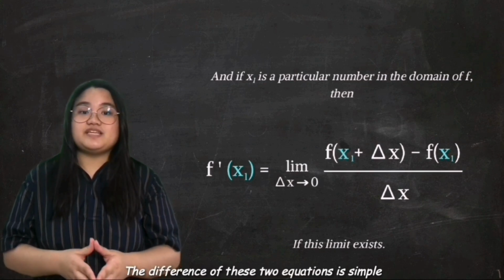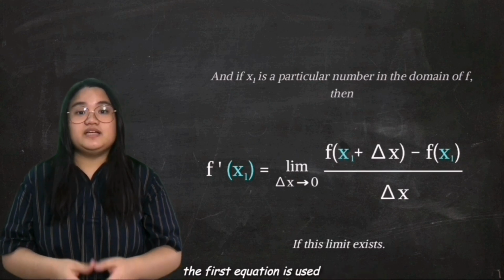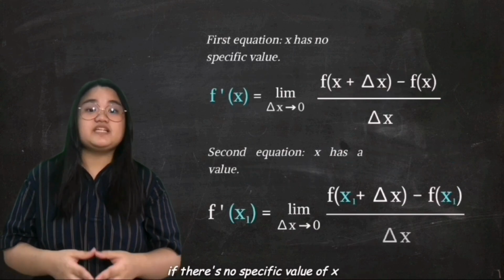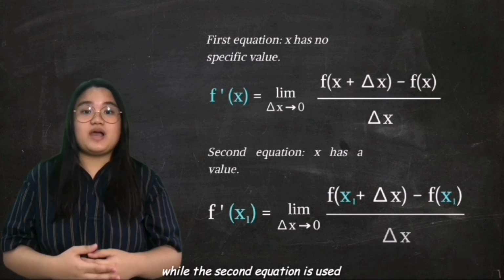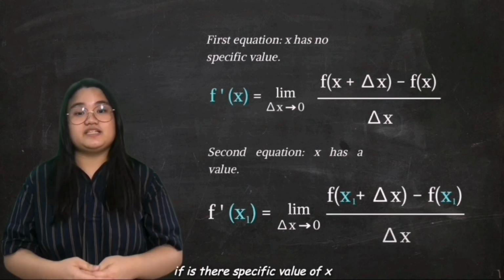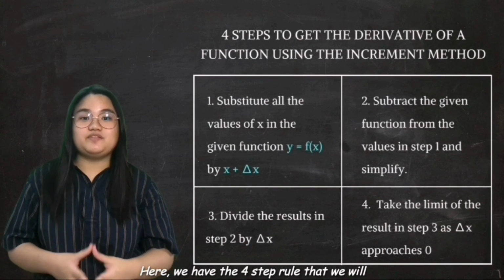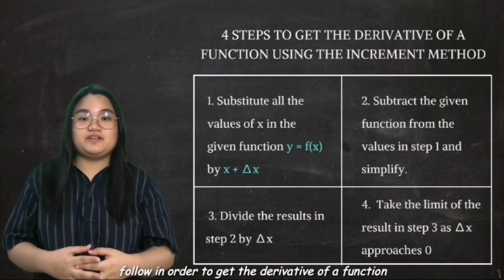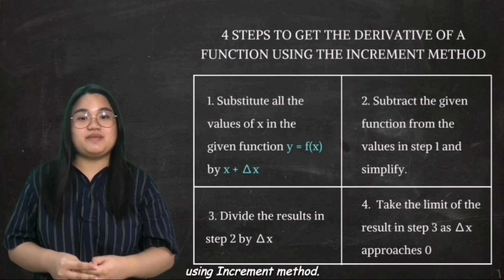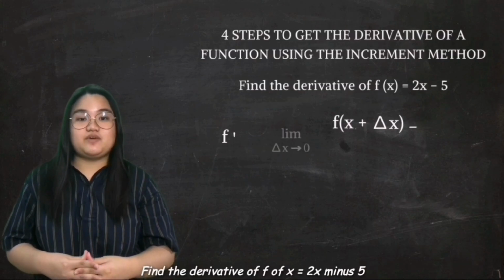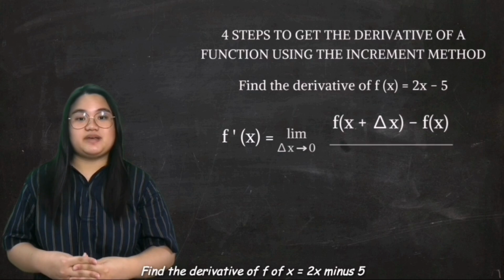The difference of these two equations is simple. The first equation is used if there is no specific value of x, while the second equation is used if there is a value of x. Here we have a 4-step rule that we will follow in order to get the derivative of a function using the increment method. Find the derivative of f of x equals 2x minus 5.